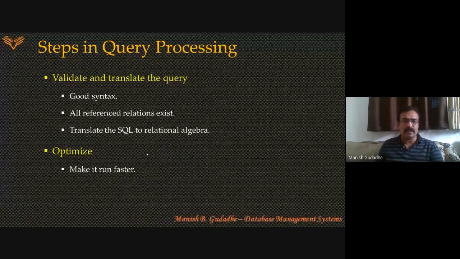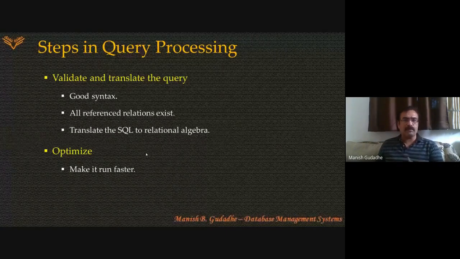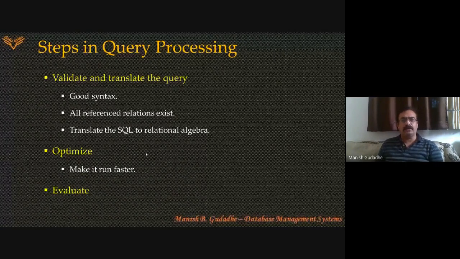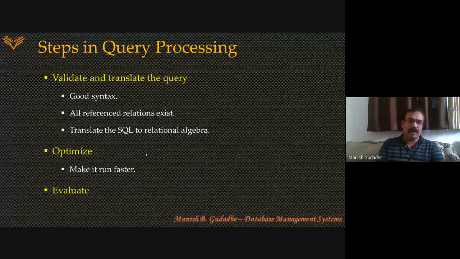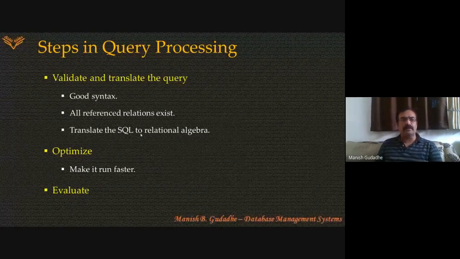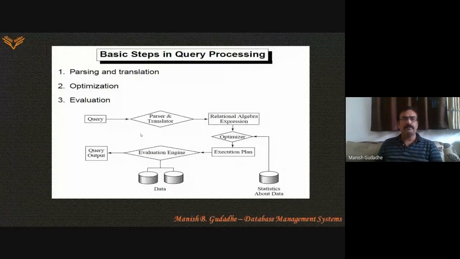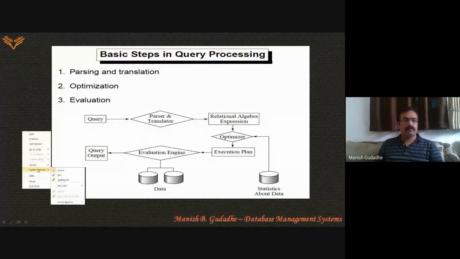Then the second step will be to optimize it, so that it will run faster. Sometimes some operations can be performed in parallel, so that time can be saved. And lastly, we are going to evaluate it. Evaluate means we are going to choose some evaluation plan which will be faster and better as far as the resource consumption is concerned. So these are the basic steps of your query processing.